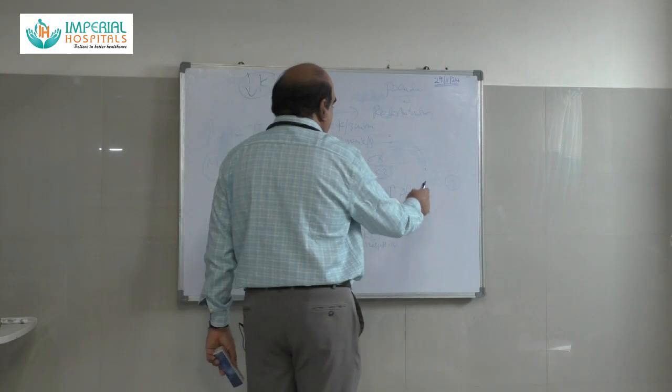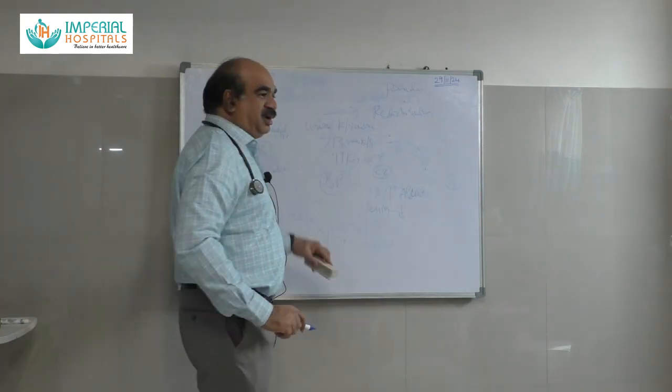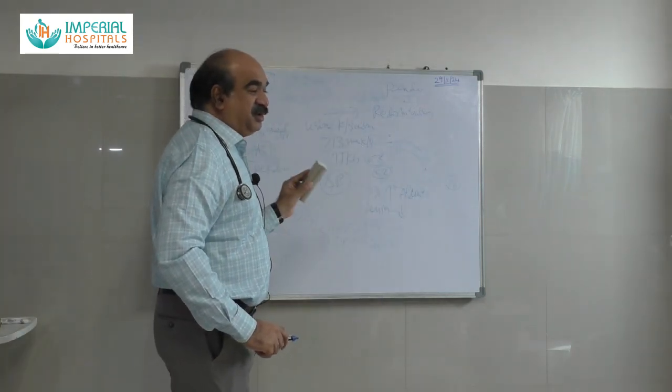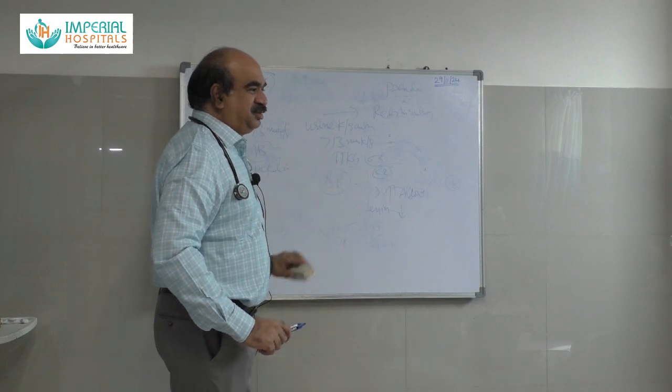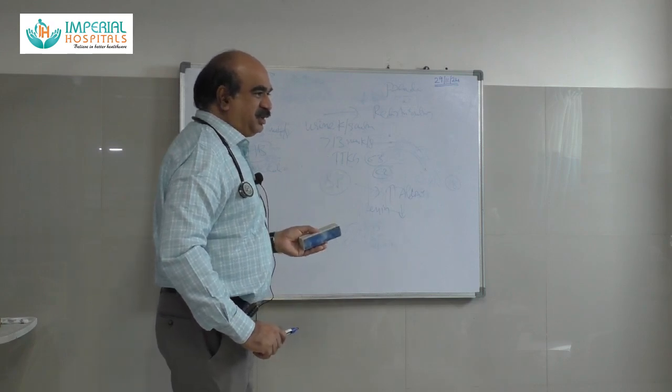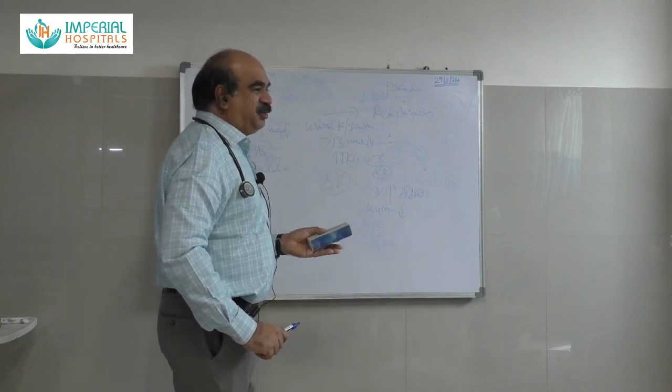Then if aldosterone is increased but renin is low, so aldosterone is high and renin is low, we should always check the aldosterone-renin ratio. If it is more than 50:1, that indicates a primary adrenal cause.